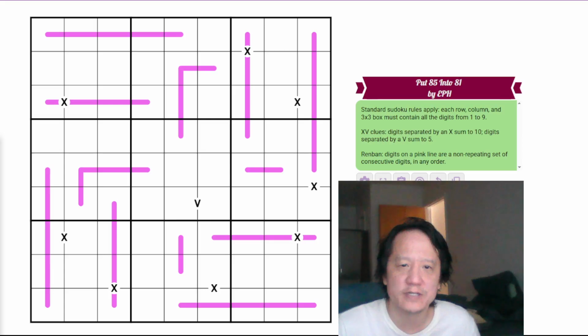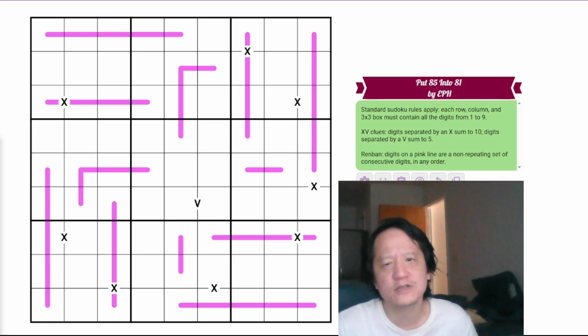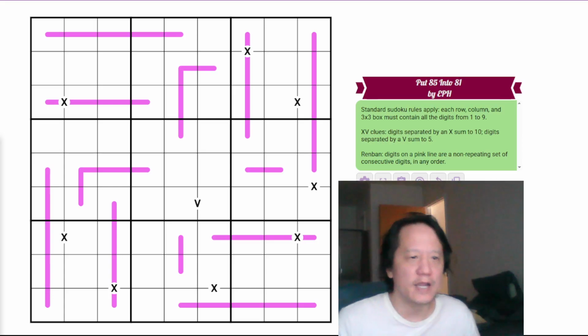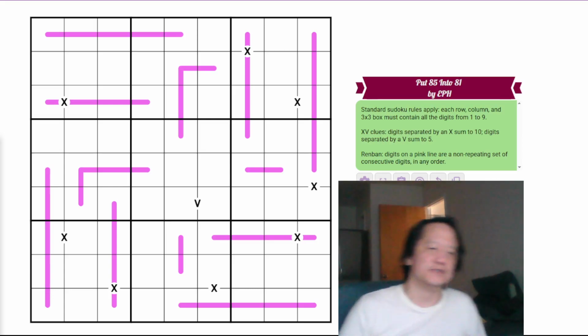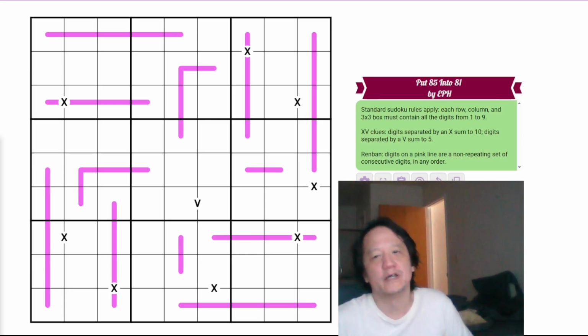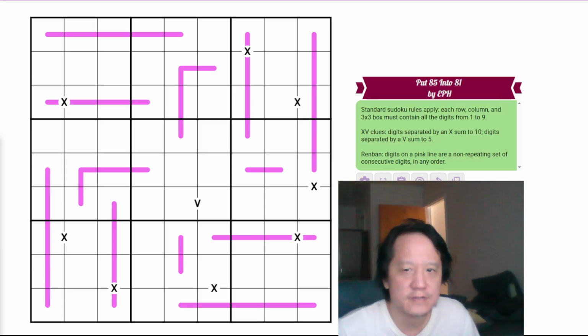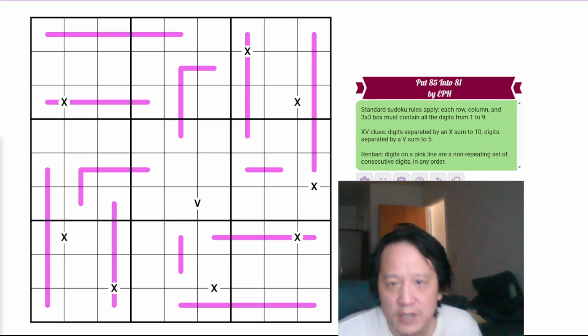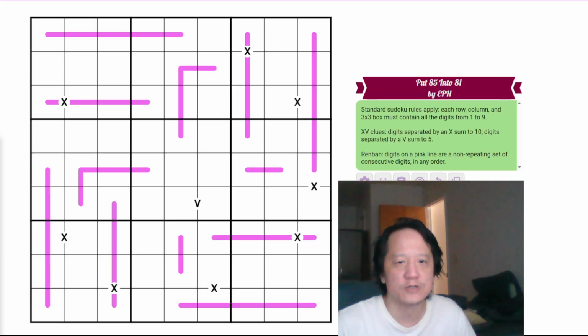I'm not really sure what that's... no, I still don't really know what that's referencing. 81 is obviously the number of cells in a 9 by 9 grid, but I don't know what 85 is. Anyways, this is by EPH, and let's get to the rules.